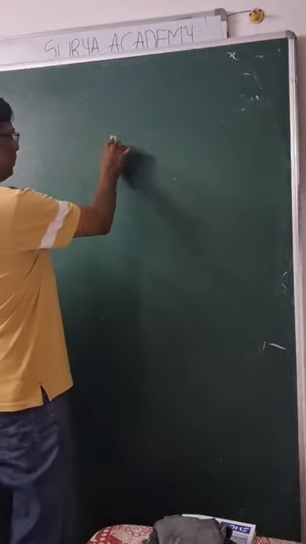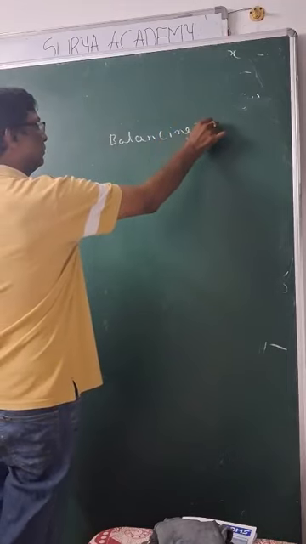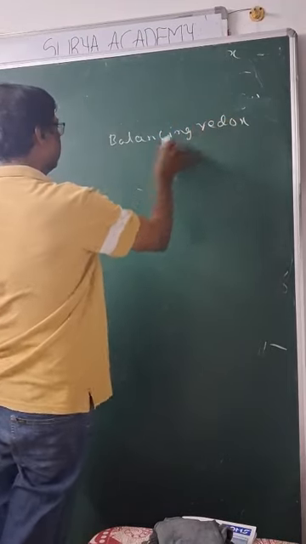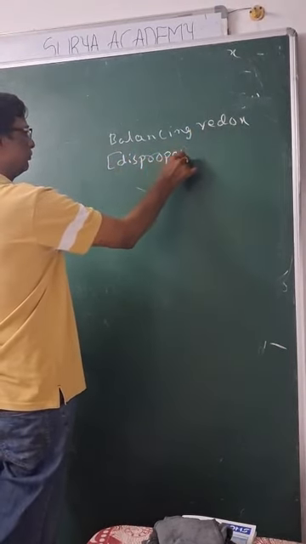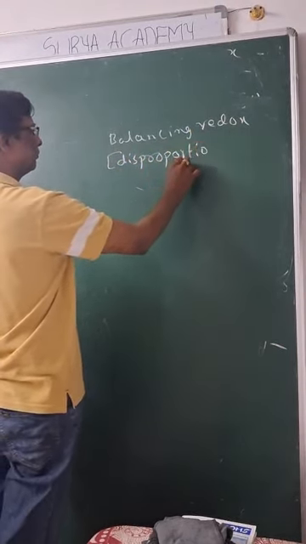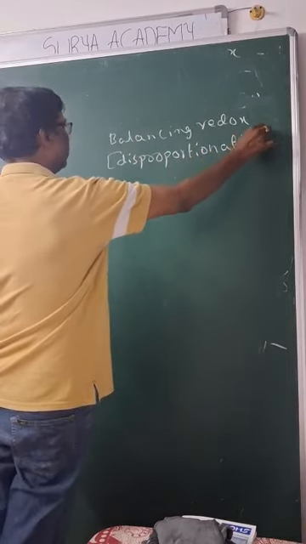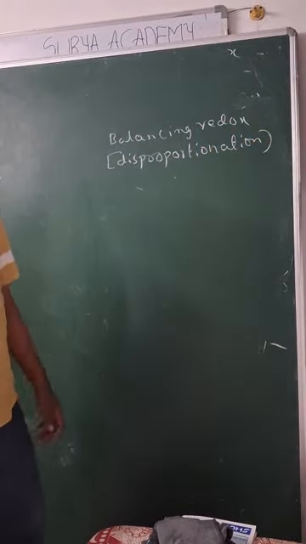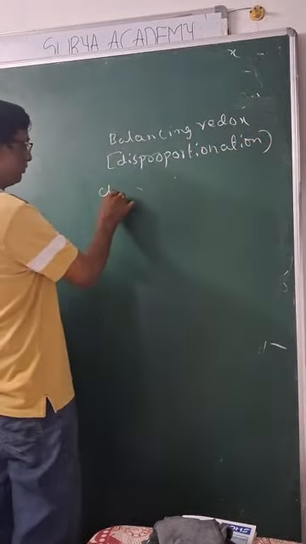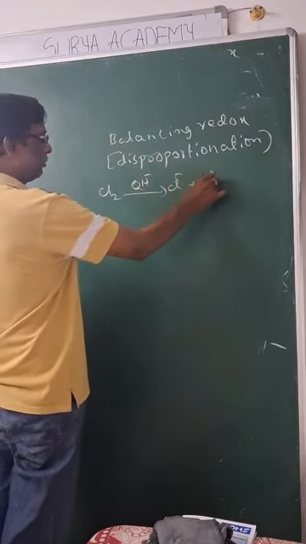Today we are balancing equations of disproportionation reactions. One shortcut is there. Suppose Cl2 plus OH minus gives Cl minus and ClO3 minus.